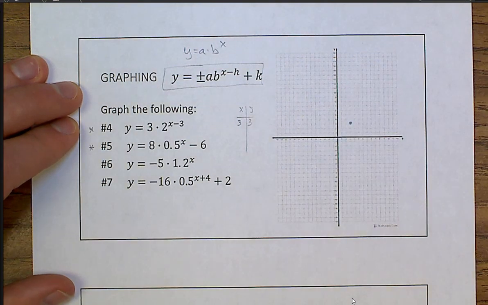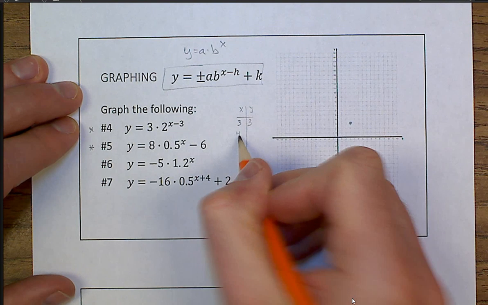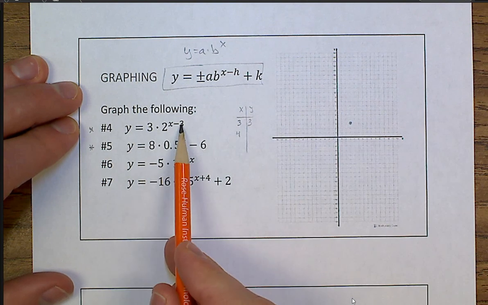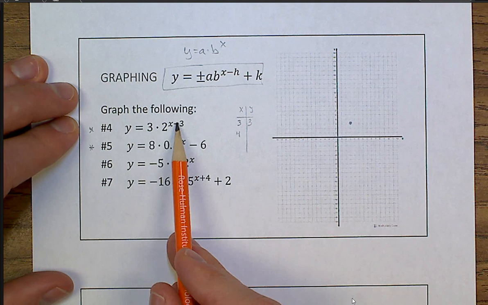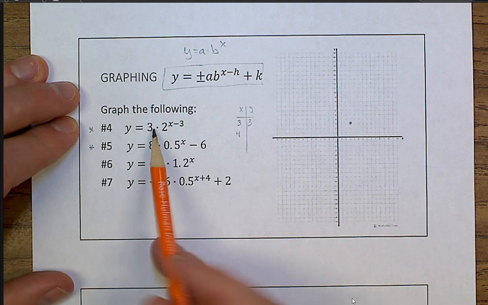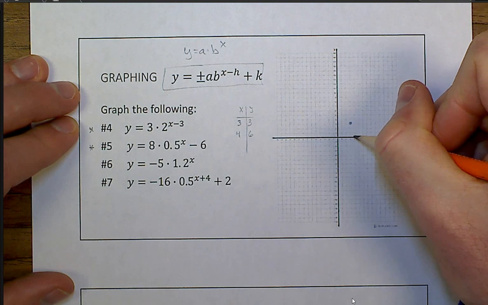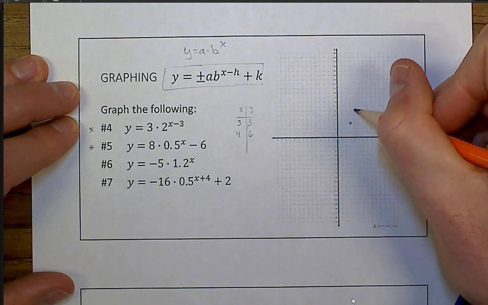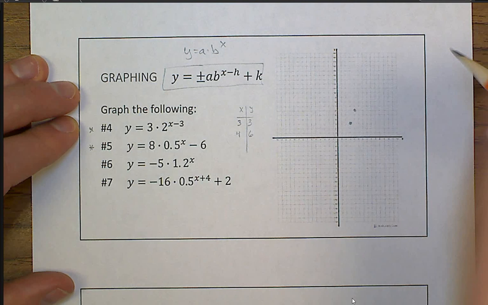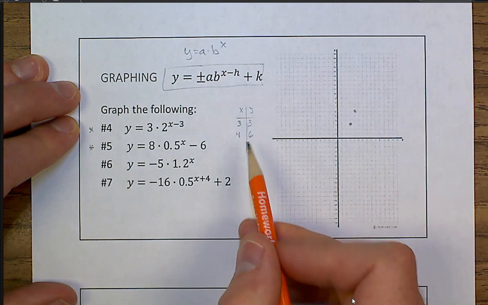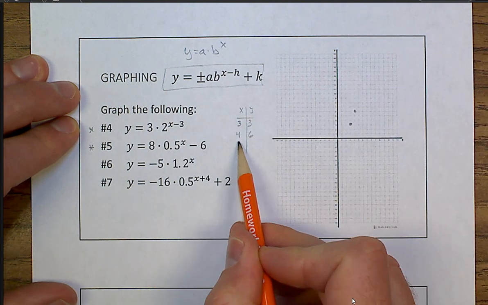If I plug in a 4, 4 minus 3, right, is 1. 2 to the first is 2. 2 times 3 is 6. So at 4, I'm up at 6. All right? And so look at your numbers. 3, 6. You know if you go to 5, what are you going to get? You're going to get a 12.